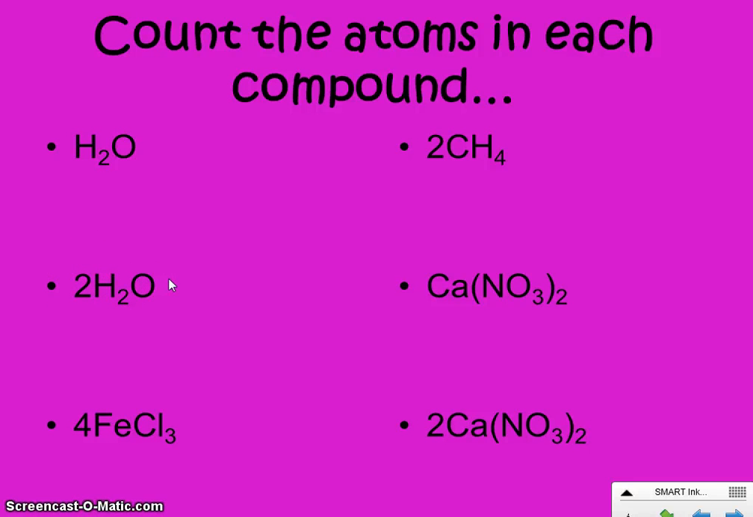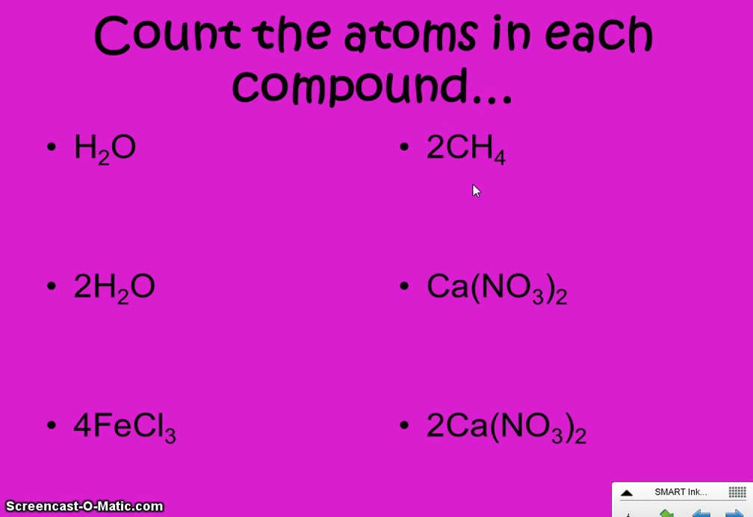And again, this is review from earlier in the year. So if we have 2 water molecules, you actually have to distribute this 2. You have to multiply it. 2 times 2 will give us 4 H's. And 2 times 1 will give us 2 O's. Okay. Here, we have a 4 out front. 4 times 1, we can't see the 1, but it's there, is 4. So we have 4 iron, Fe's. And 4 times 3 is 12, so we're going to have 12 chlorine atoms in this equation piece. Okay? Over here, 2 times 1 will give us 2 carbons, and 2 times 4 will give us 8 hydrogens.